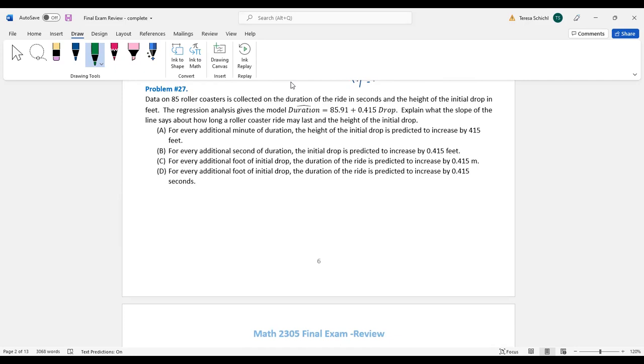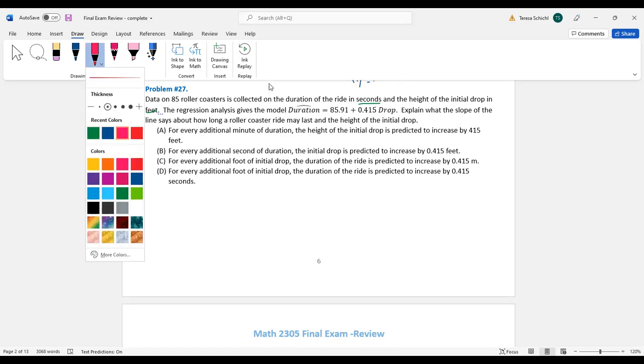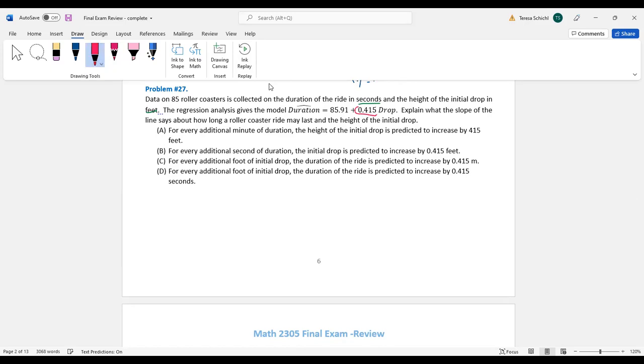All right, now let's take a look at number 27 here. Data on 85 roller coasters is collected on the duration of the ride in seconds and the height of the initial drop in feet. The regression analysis gives the model duration = 85.91 + 0.415 drop. Explain what the slope of the line says about how long a roller coaster's ride may last and the height of the initial drop.